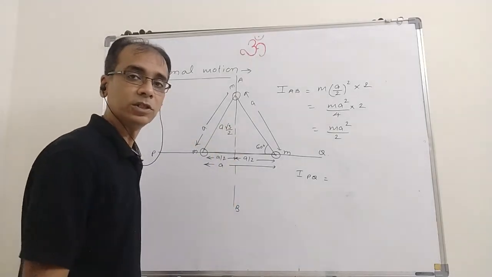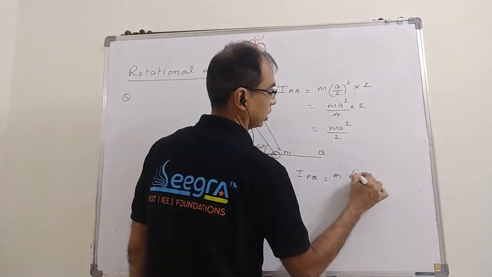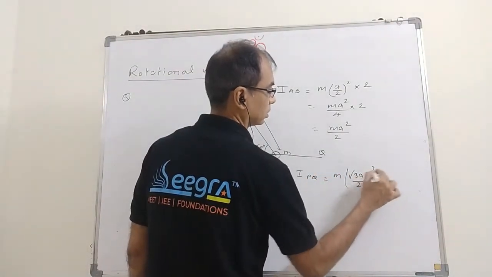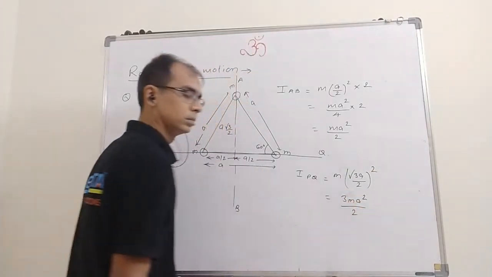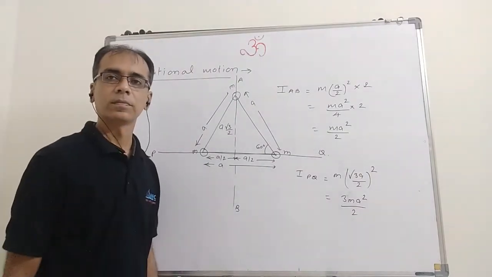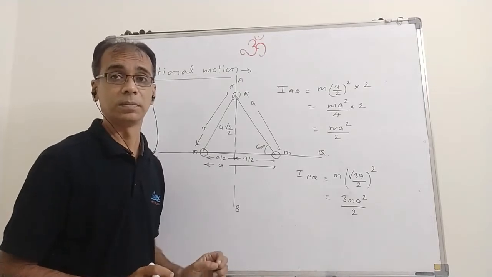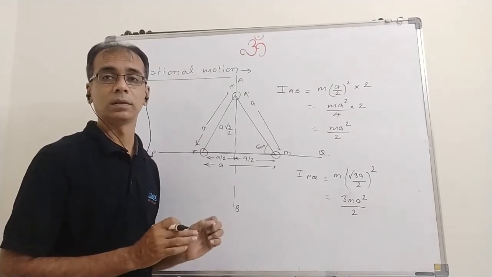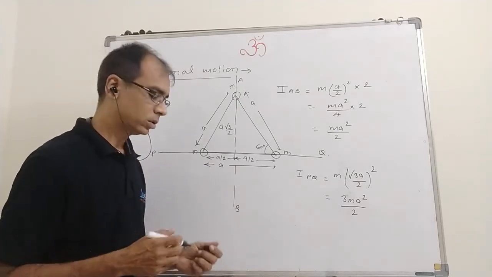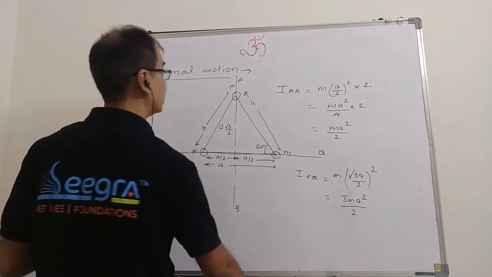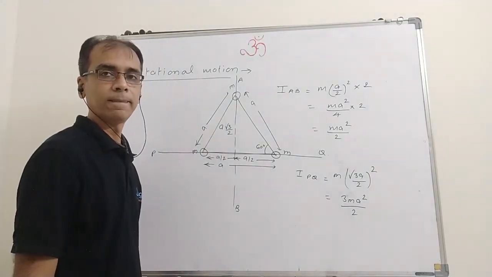So what will be the moment of inertia about this axis? M into (root 3 a by 2) whole square. So what are we getting? 3 m a square by 2. These kinds of questions are asked in the NEET exam. So easy, but you need to know how to do it, then only you can get the marks. So this is the moment of inertia for discrete particles, that means every particle is located separately.